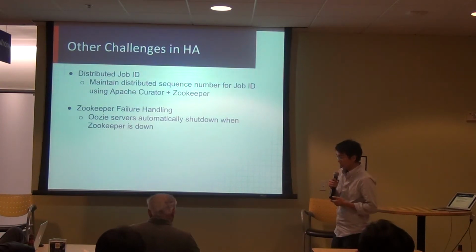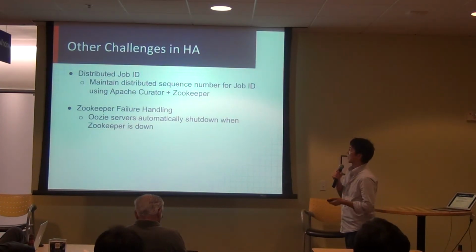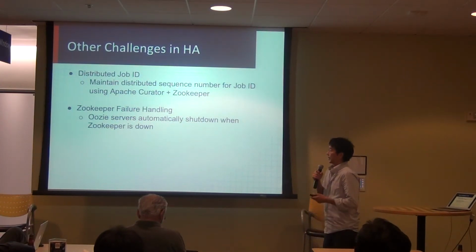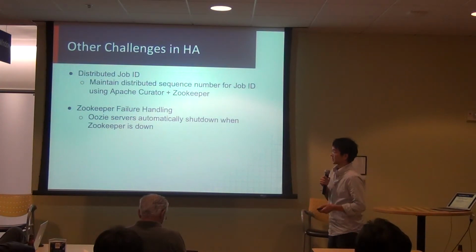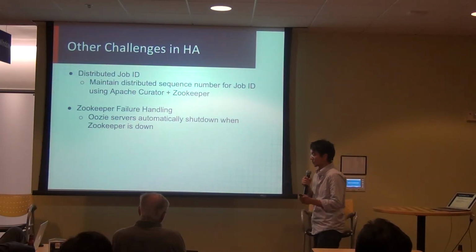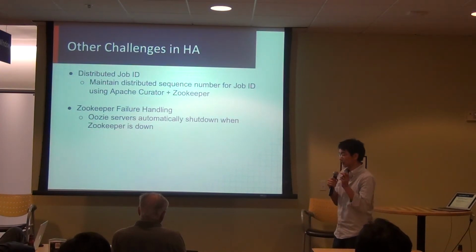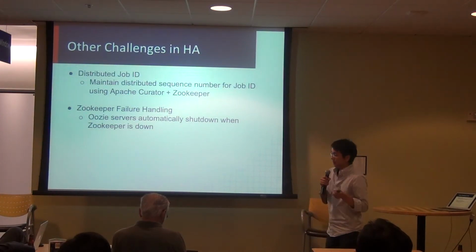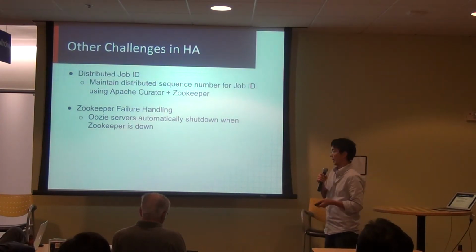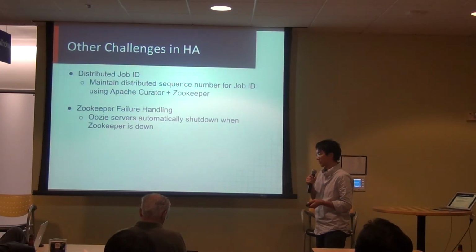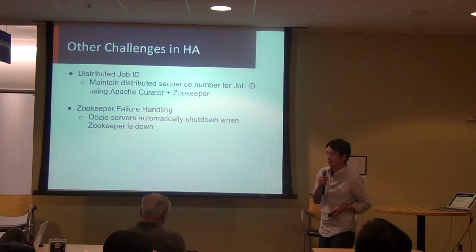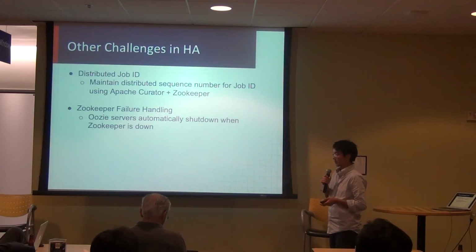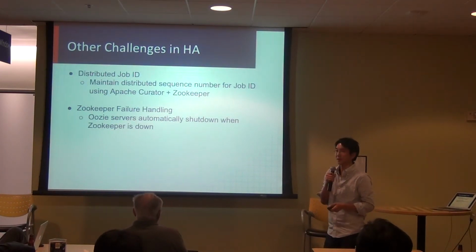So that's why we have to maintain one sequence number for the job ID, which is shared by multiple Oozie servers. But this is not as easy as it sounds, because we have to look at the sequence ID and increment it, and that operation has to be atomic. Also, Oozie has to support a good level of scalability because we have a lot of submissions, so we solved several performance issues around that.